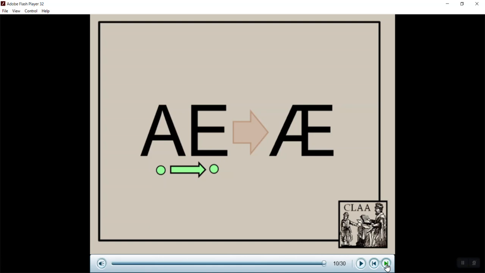Now, the vowel a is read with the sound ah. The vowel e is read with the sound e. If we say them together, we read ae, ae. However, because they're a diphthong, we read them quickly together as one sound. I. That's a diphthong.